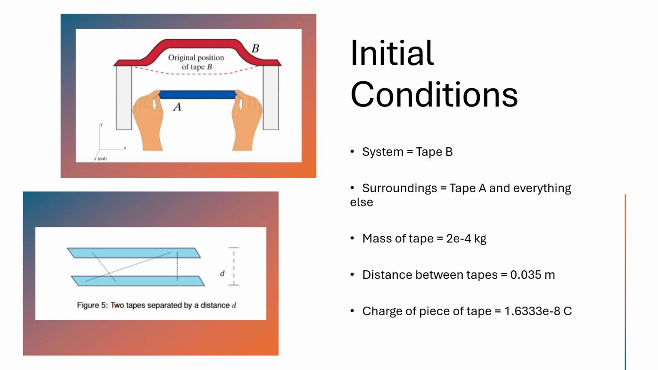The initial conditions have our system as the tape that is just acting as the bridge, and the surroundings being the tape that we were holding up to it and everything else surrounding it. The mass of the tape was about 2 times 10 to the negative 4th kilograms. The distance was about 0.035 meters, and the charge of the piece of tape we got to be about 1.63 times 10 to the negative 8th, which came from lab 1.